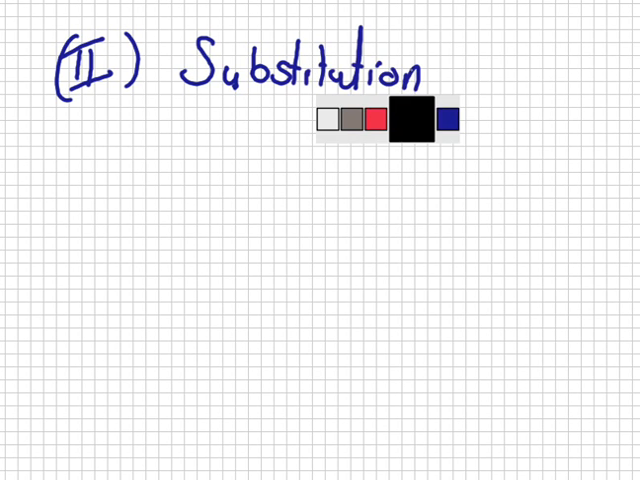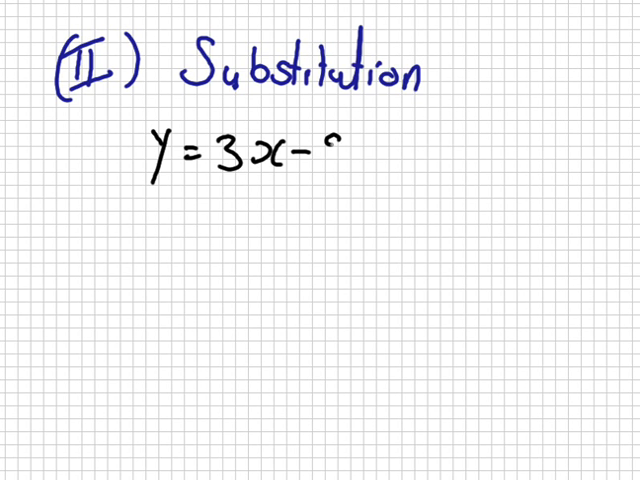So the second method, I think it's a method some people would know. Yeah, substitution. y equals 3x minus 9, and y equals 2x plus 5. You know what, I'll just change this one a tiny bit just to make it a bit more difficult so it doesn't look so easy. 2x minus y plus 5 equals 0 as an example.